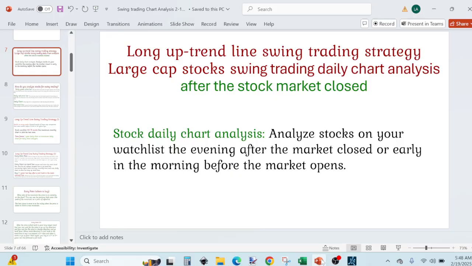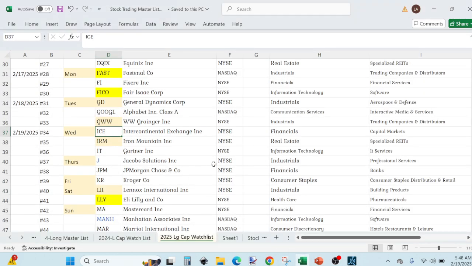Hello. Large cap stocks swing trading daily chart analysis using long uptrend line swing trading strategy. We have our stock watch list, and when you swing trade, it's good at the end of the day when the market closes to do your analysis, or you can do it early in the morning, if you have time in the morning before going to work, especially if you have a full-time job outside of your trading.